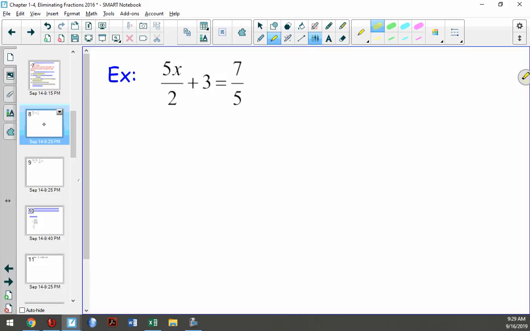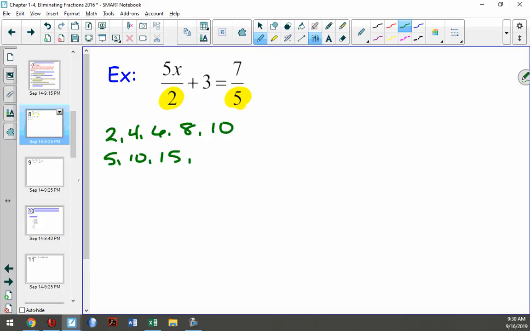So our first problem, 5x divided by 2 plus 3 equals 7/5. So we're going to first find our fractions. Our fractions are 2 and 5. So what is my first multiplication table in common between 2 and 5? 2, 4, 6, 8, 10. 5, 10, 15, 20. This is how you were taught years ago. The first one they have in common is 10.